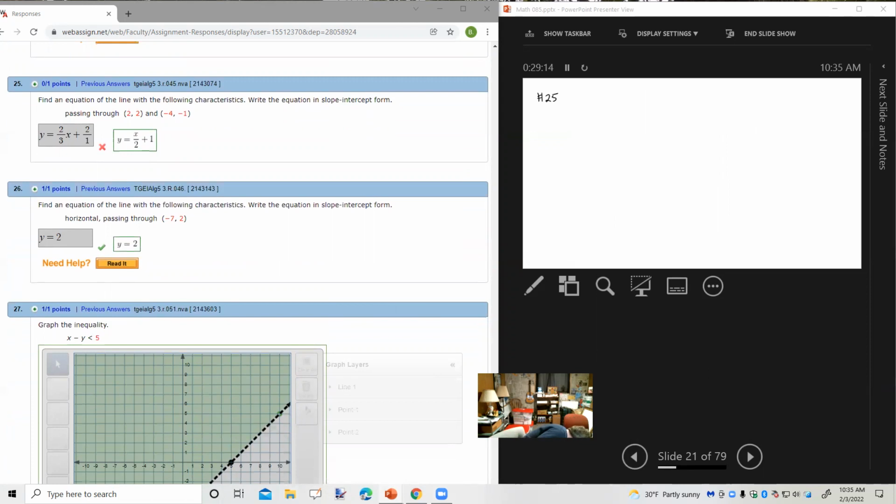Oops, lost my paper here. Find an equation of the line with the following characteristics. Write the equation in slope-intercept form passing through those 2 points. All right, so we're going to call this point 1 and this point 2. To find the slope, we'll use the slope formula.